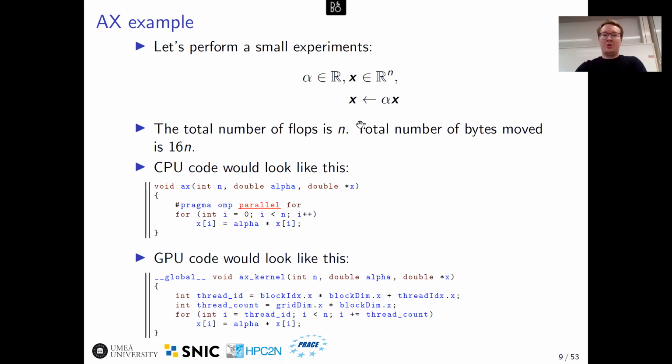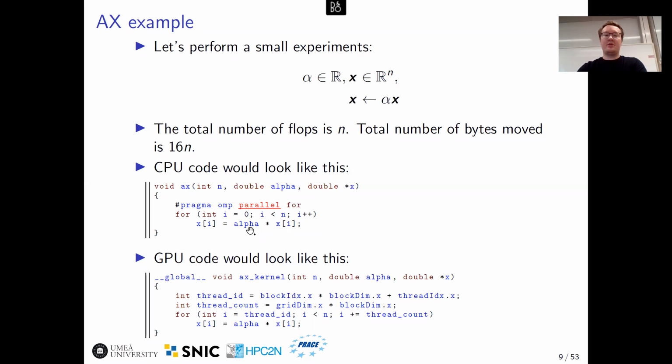So the total number of flops you are executing here is going to be n, and the total number of bytes being transferred is going to be 16n. We have to load the element, which is a double precision number, 8 bytes, and we have to store at the end, another 8 bytes, a total of 16. Flops are executed, and bytes are being moved to and from the memory.